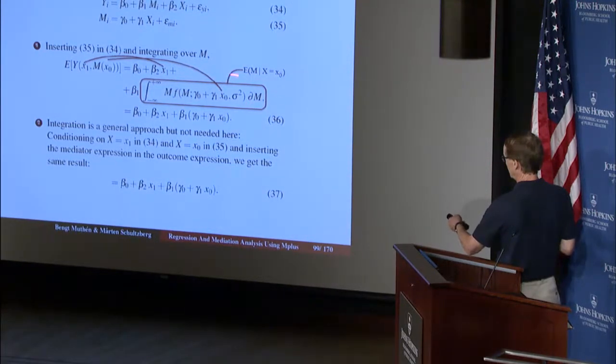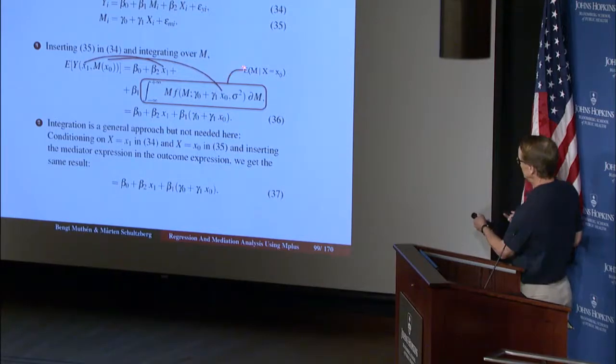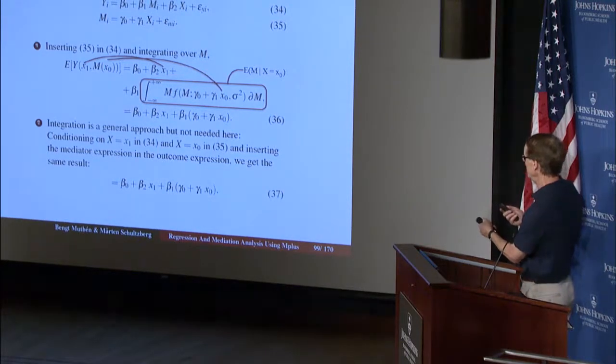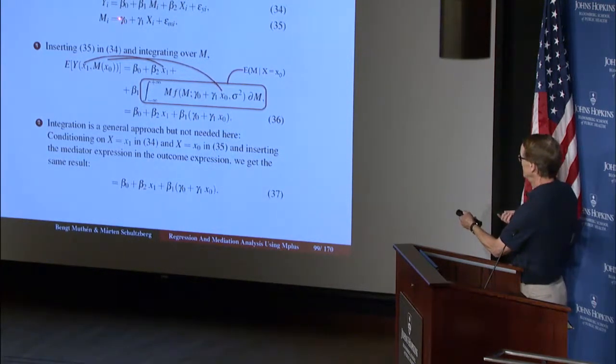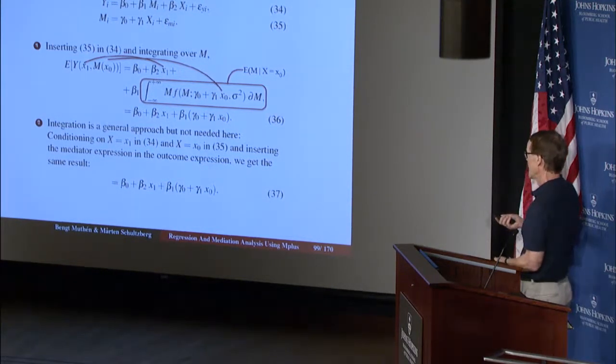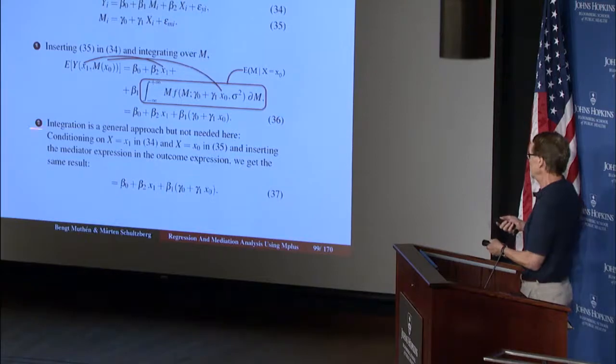What's in this rectangle here, by definition, this expression, m times the distribution of m, integrated out over m, is the expectation, the mean of m. So that's a simple formula that tells you it's the mean of m. And what's the mean of m given x? Well, that's gamma 0 plus gamma 1 x. The mean of the residual is 0. So the mean of m given x at the point of x0 comes in here. And collecting terms, you have beta 0, beta 2 x, beta 1 times what that turned out to be, namely the mean of m given x. So integration is a general approach, but not needed here.